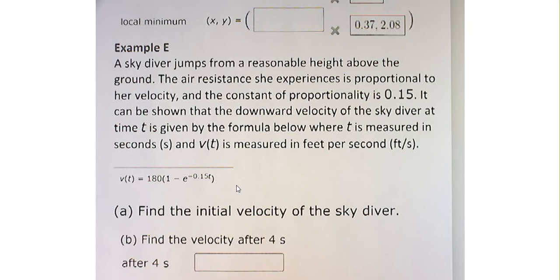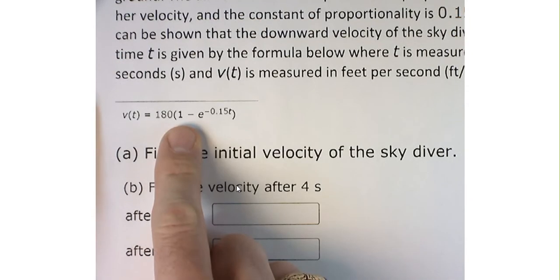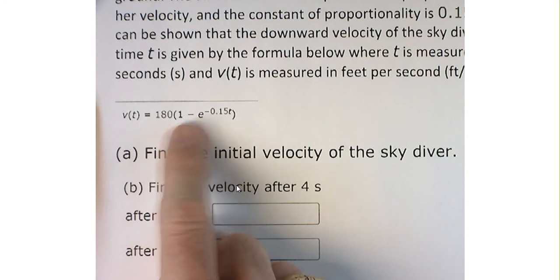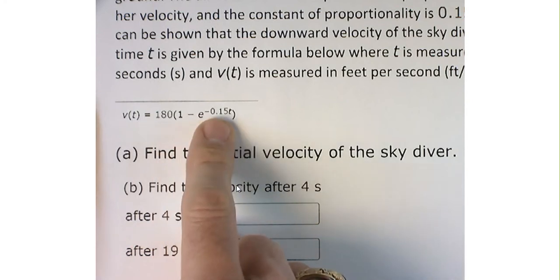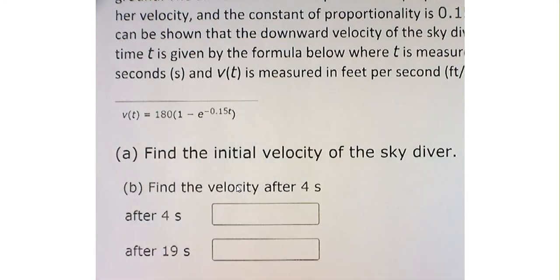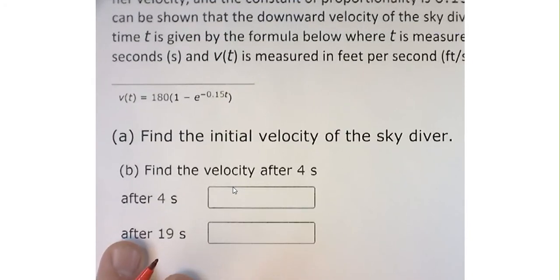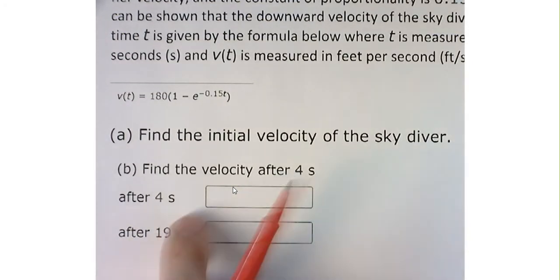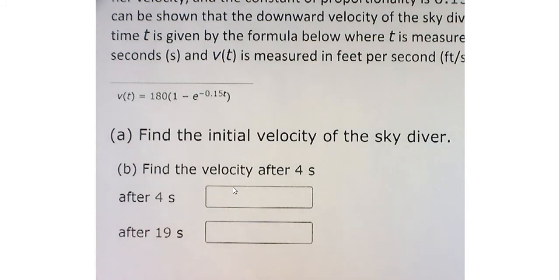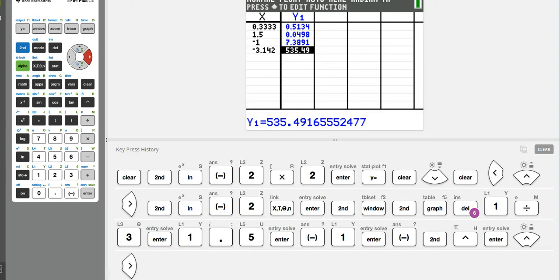So here's our formula. V equals 180 times 1 minus e to the negative 0.15 t. All right, so that 0.15 I think is going to depend on the drag of what she's wearing, maybe some other conditions about the air. Find the initial velocity, find the velocity after 4 seconds, find the velocity after 19 seconds. So, okay, let's do this one on our calculator.